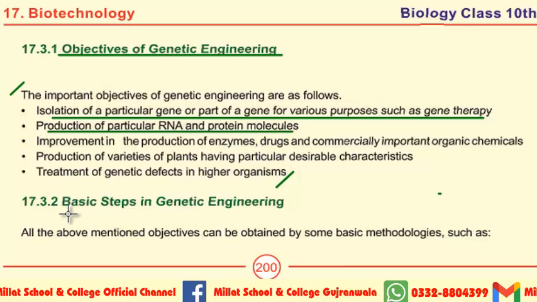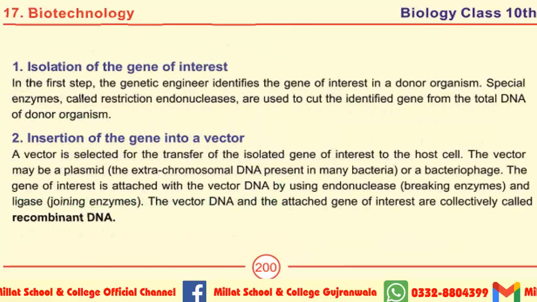The next topic is basic steps in genetic engineering. So students, the first step in genetic engineering is isolation of gene of interest. Define restriction endonuclease is the first question. Special enzymes called restriction endonucleases are used to cut the identified gene from the total DNA of donor organism.